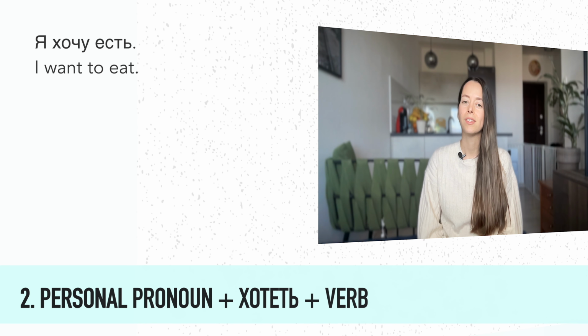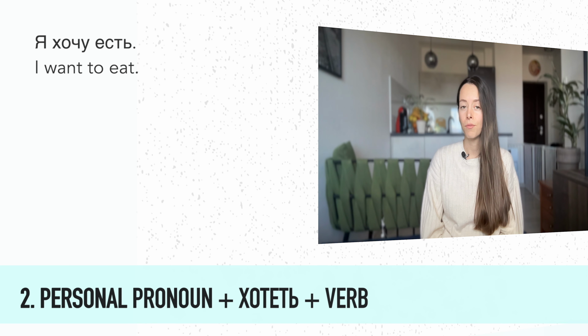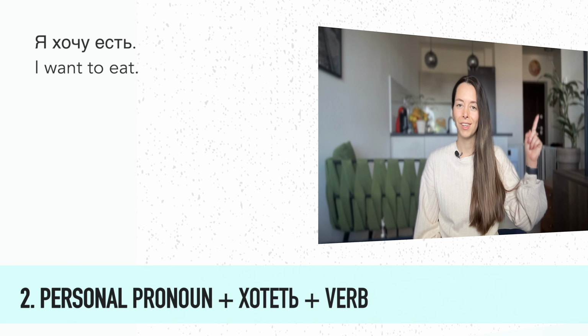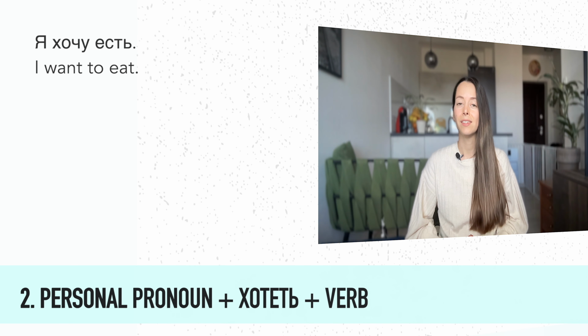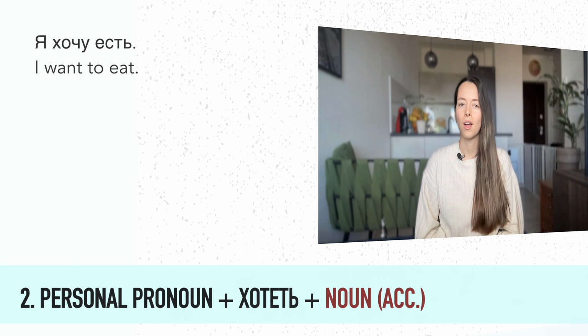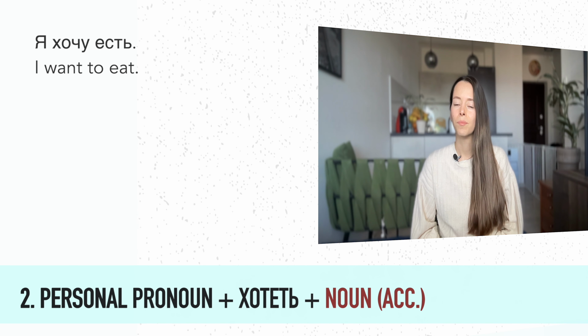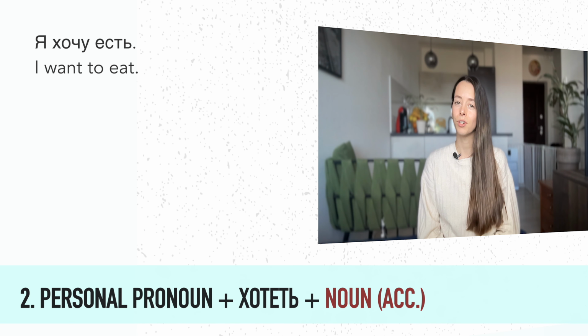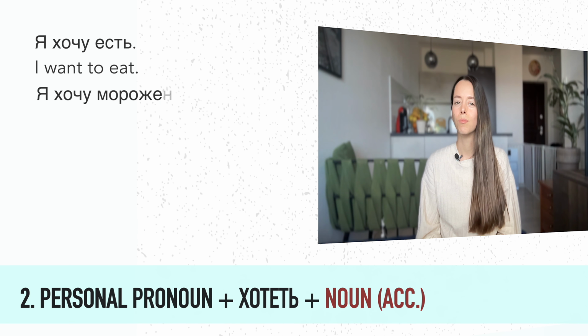And here you can use any kind of verbs, imperfective or perfective. If you want to learn more about aspect of Russian verbs, make sure to check out this video here. You can also use this construction with a noun instead. So, personal pronoun plus the verb хотеть plus a noun. But be careful here, the noun needs to always be in the accusative case. For example, я хочу мороженое.